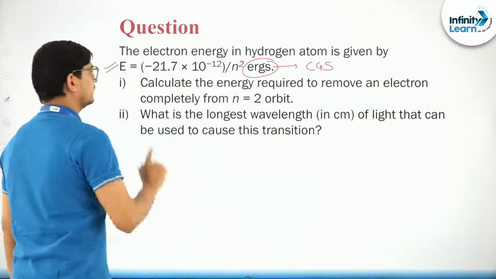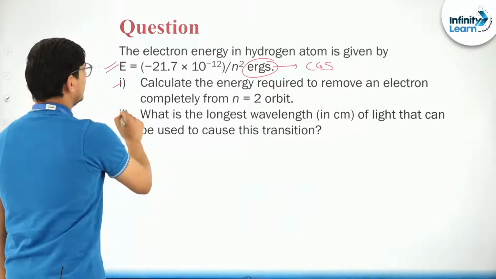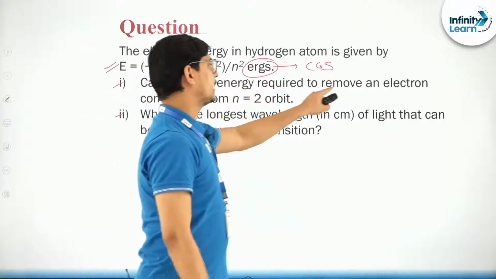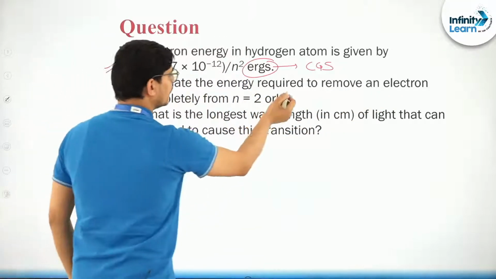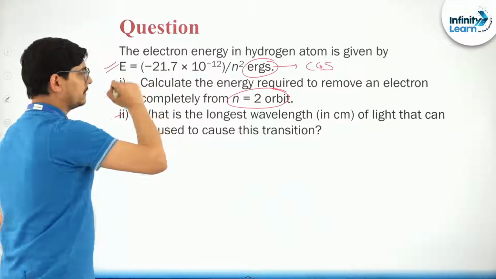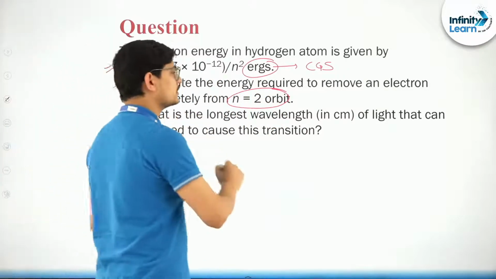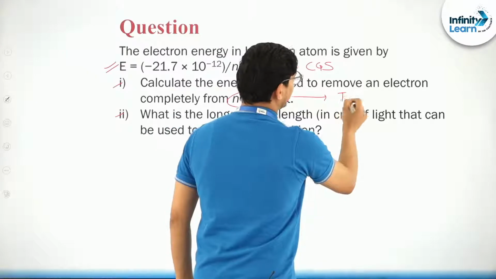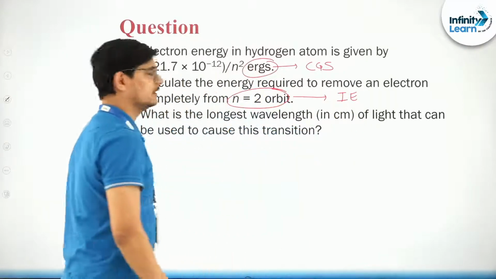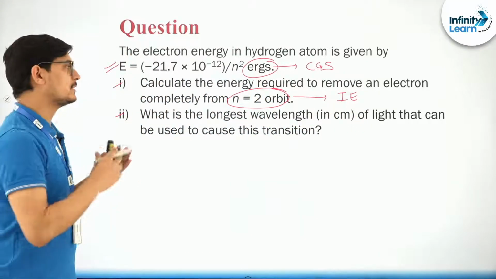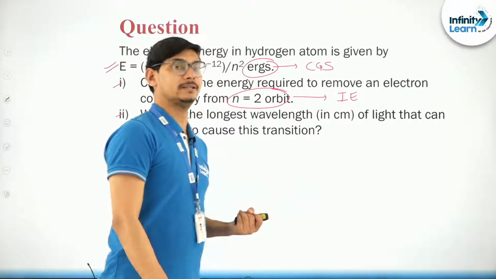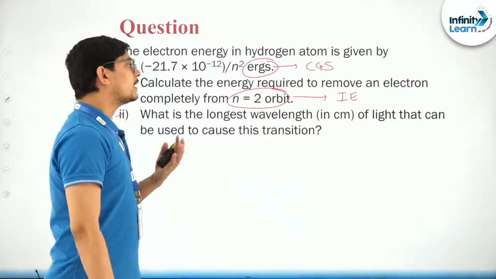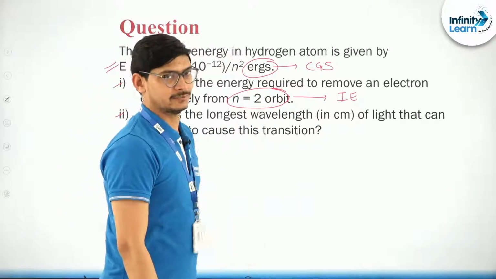There are two parts in this question. First is calculate the energy required to remove an electron completely from n is equal to 2 orbit. Now if you look at this part carefully, this question is asking about the ionization energy, right? See again, electron is initially in n is equal to 2 orbit. We want to remove it completely. So obviously we are trying to ionize the atom, okay?